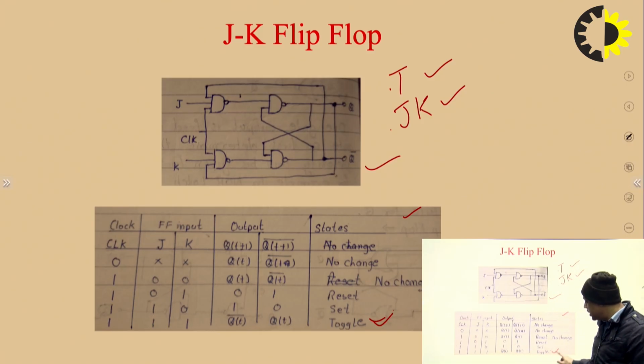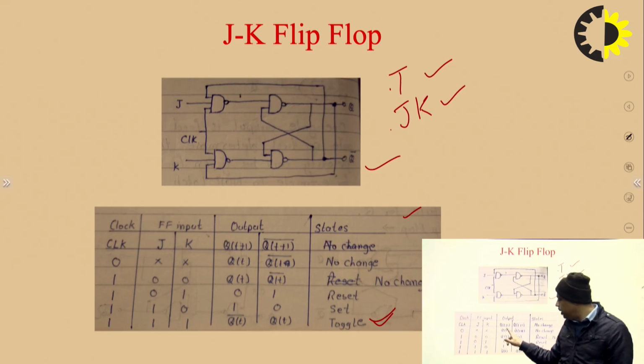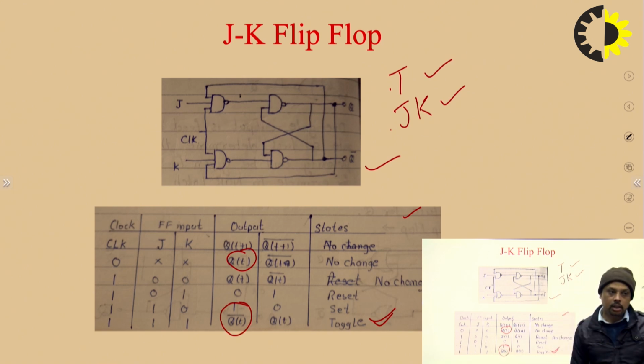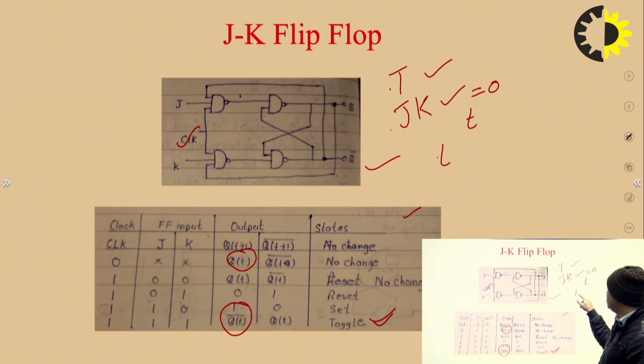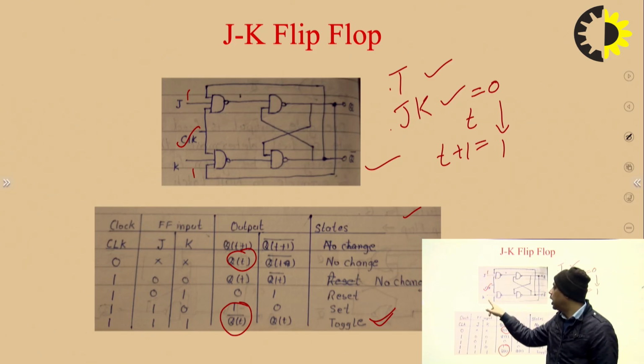This toggle means that whatever the previous state, the next state is nothing but the opposite of the previous state. So let's suppose the JK flip-flop output is equal to 0 at a time t, then after the arrival of the clock pulse at time t plus 1, the output is flipped to 1 if the J and K inputs are 1 and 1.